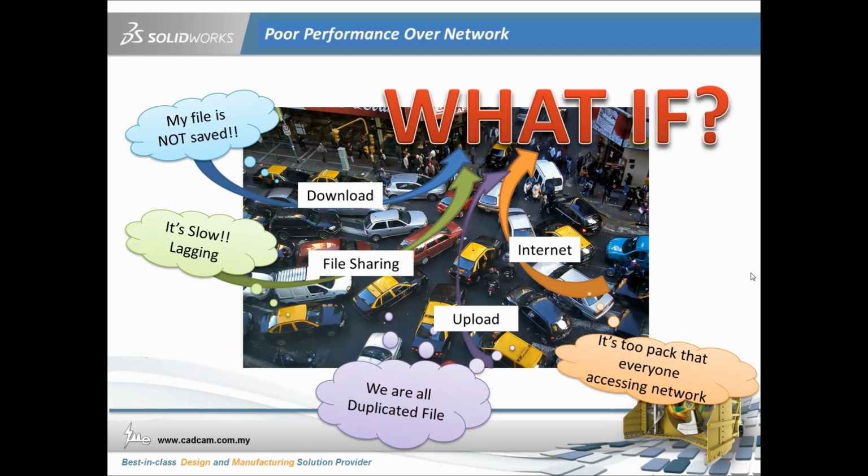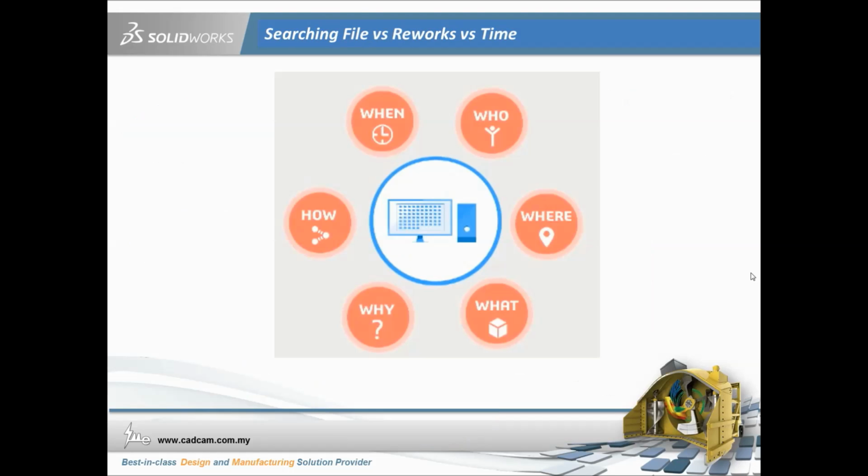We also talked about the poor performance over the network. It's very congested when everyone accesses the files through the same path. We also talked about searching for files versus rework and time. We are able to find files with different kinds of criteria based on the 5 Ws and 1 H.